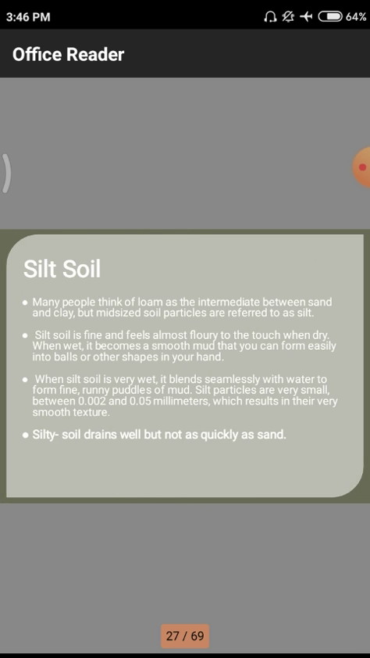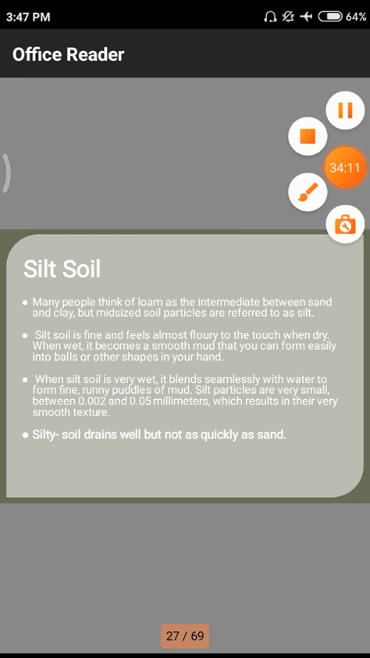Next we have silt soils. For silt soils, we also have to study what the particle size is and what the drainage properties are. Many people think of loam as the intermediate between sand and clay. Loam lies between sand and silt, made of very fine particles, and they call it sand and clay.